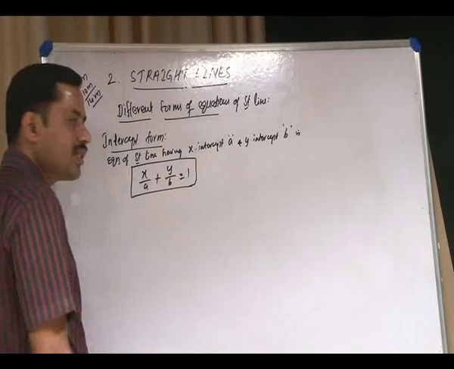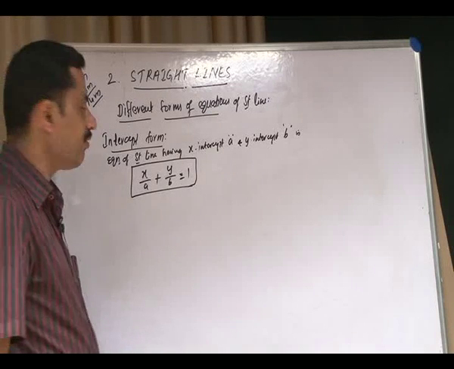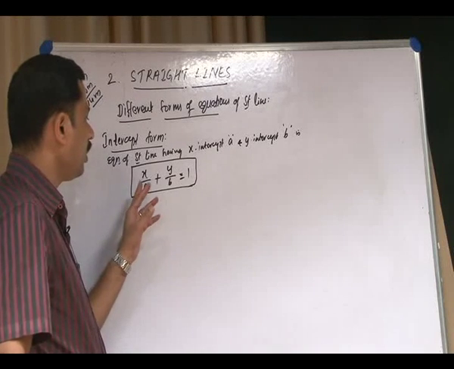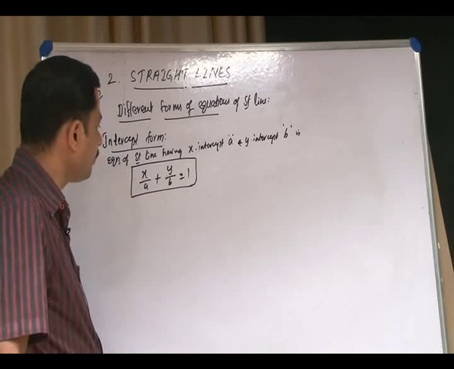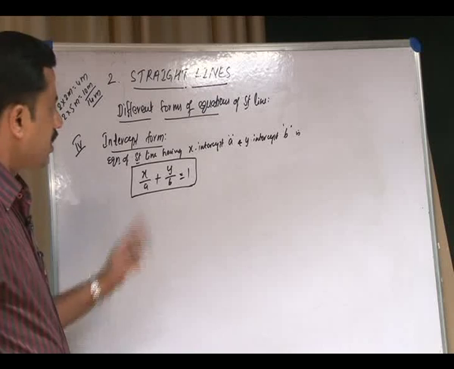So we call this the intercept form. Intercept form of equation of straight line. a and b are the x and y intercepts of the line respectively. This is called intercept form.